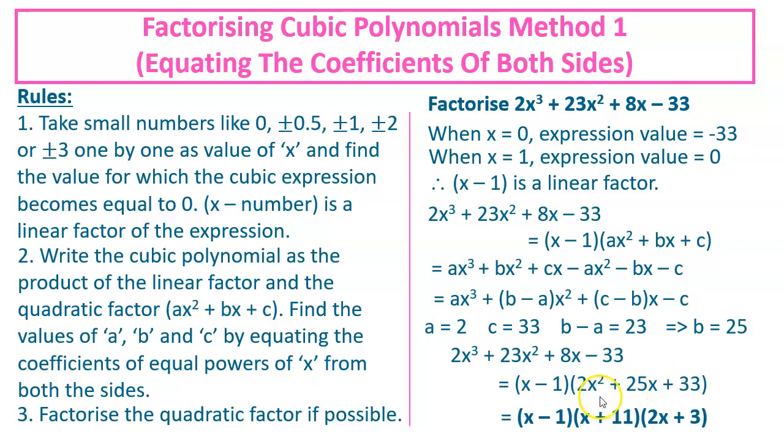Okay. So after doing the middle term splitting, we have come to this factorized form of this quadratic part. It is (x plus 11) times (2x plus 3). So the factorized form of this cubic polynomial 2x cubed plus 23x squared plus 8x minus 33 is equal to (x minus 1) times (x plus 11) times (2x plus 3).